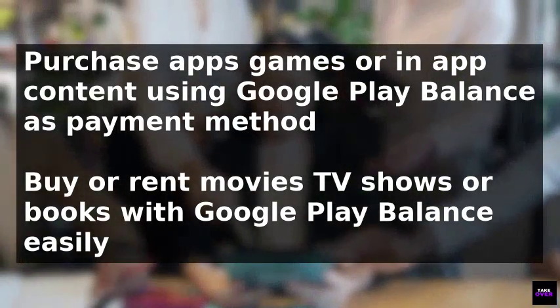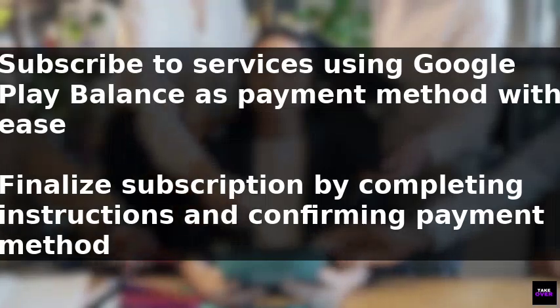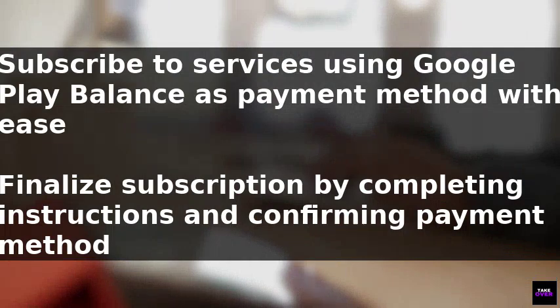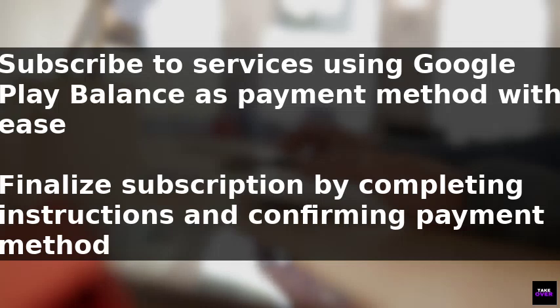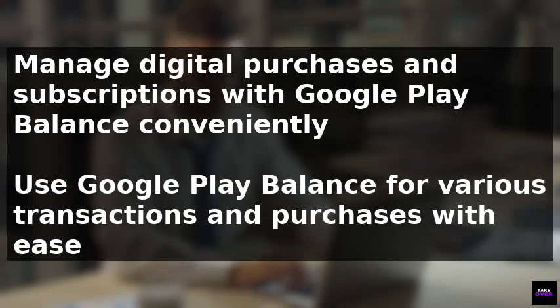Navigate to the relevant section, select the title you want, tap on the price, and under the payment options, choose Google Play Balance to complete the transaction. For subscribing to services, open the Google Play Store, go to the app or service of interest, tap on the subscription option, ensure Google Play Balance is selected as the payment method, and finalize the subscription.